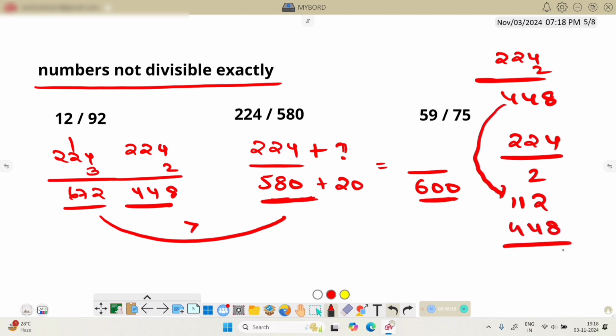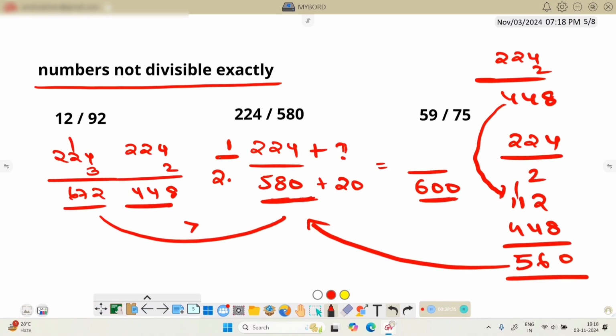Okay, so you will get 560, which is nearer to 580. That means here 224 into 2.5 will give you the answer 560, which is nearer to 580. Okay, so this is how you have to take the ratios here.